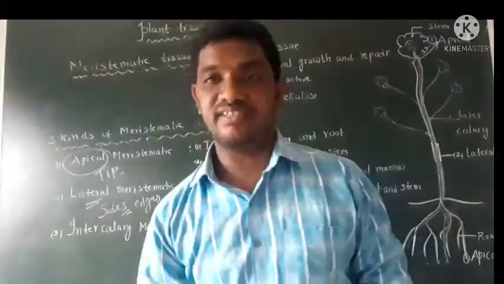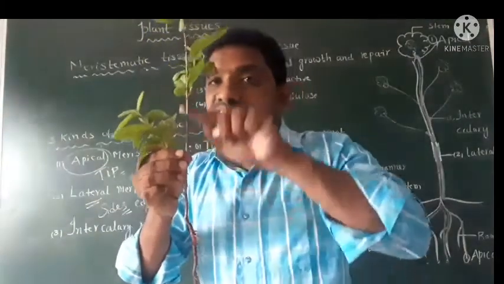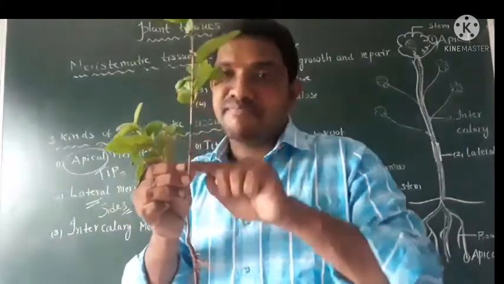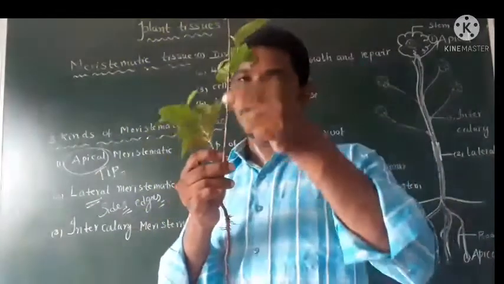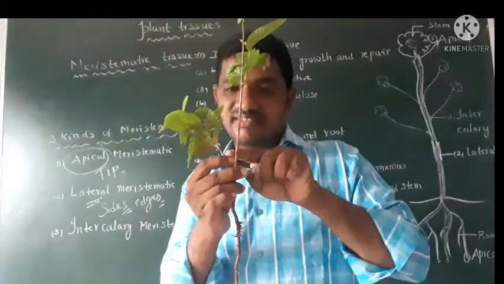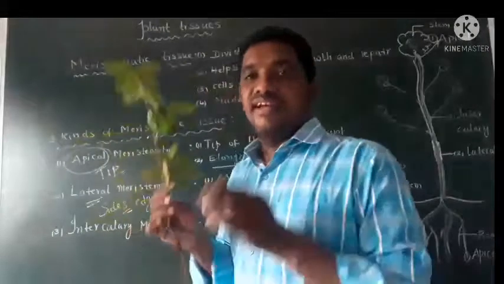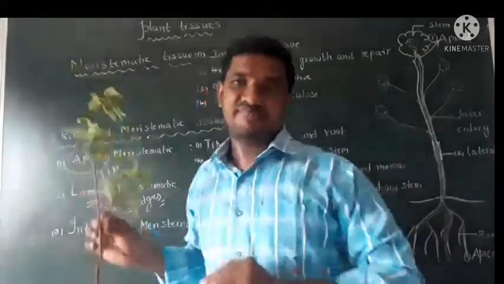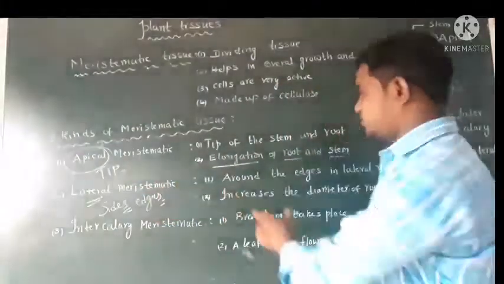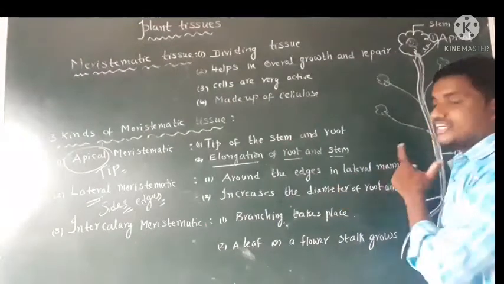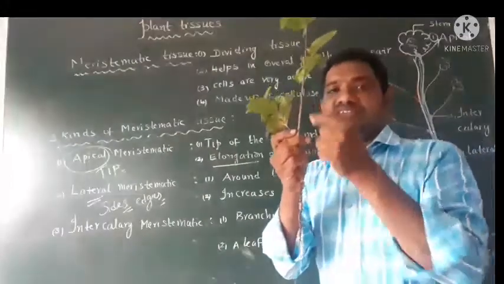Sides are edges of the plant body. For example, see, this tissue is present at the edges of the plant body or lateral sides of the stem. This is the edge of the plant, means edges of the stem, lateral sides of the stem. See here our plant body. Lateral meristematic tissue: first one, it is present around the edges in the lateral manner.